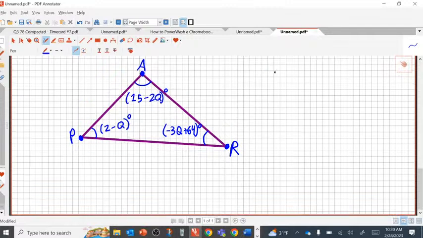I want to know what Q is. I want to know the measure of angle P, the measure of angle A, and the measure of angle R. How many of us feel like we know exactly what to do? Give it a try, and here we go.